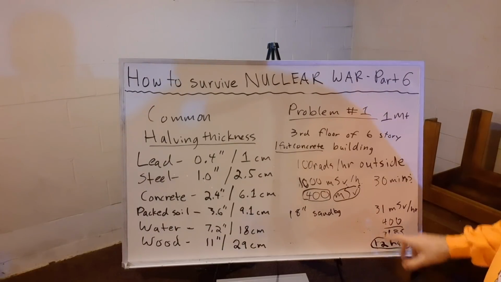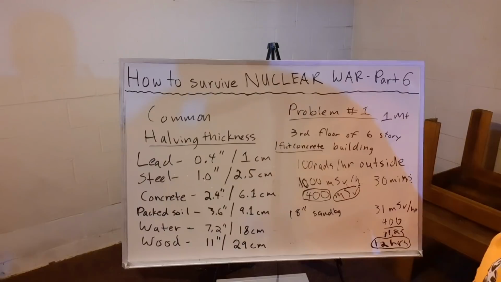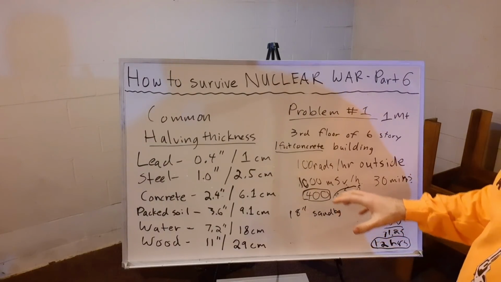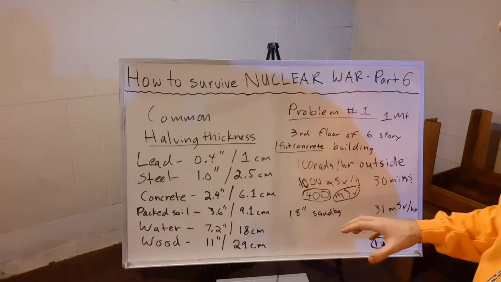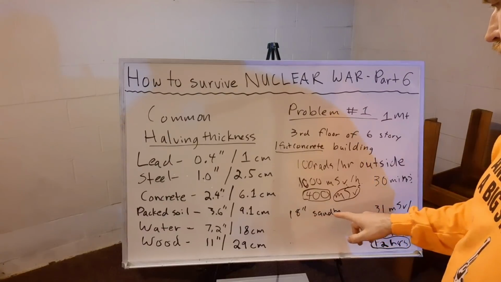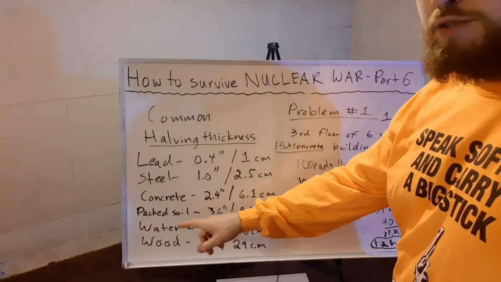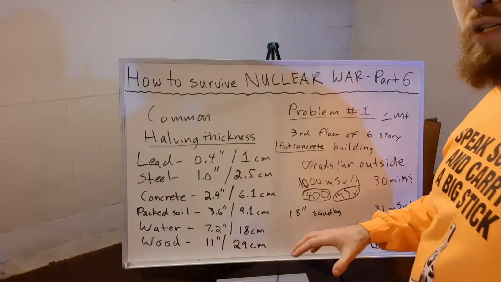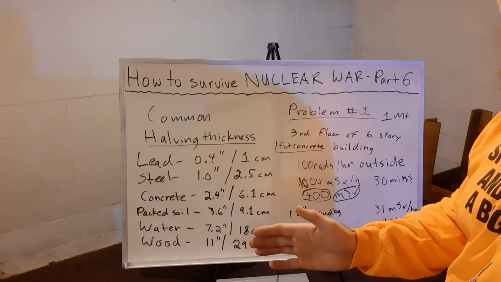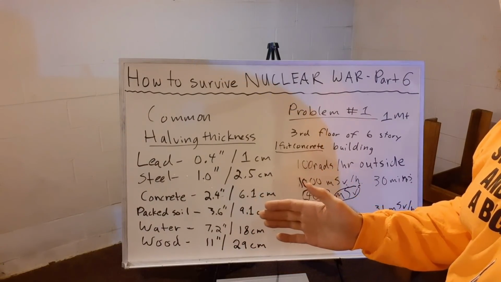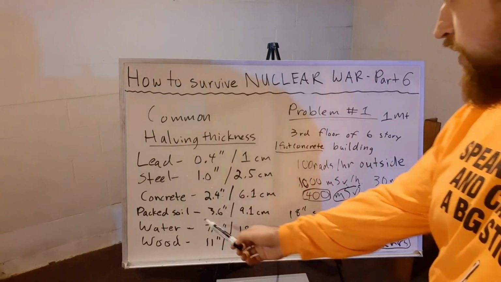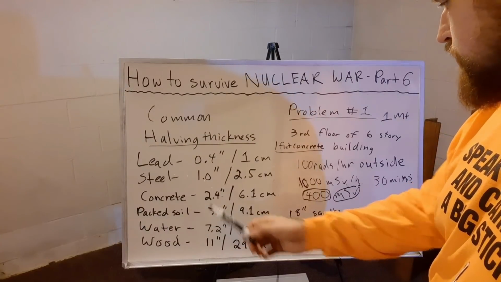So the radiation is still fairly high inside of that reinforced concrete building. So what we have to do is add some extra shielding. Okay, let's say, for instance, we have access to sandbags, and we have 18-inch sandbags laying around, and we fill the sandbags with soil and make ourselves a little igloo out of those 18-inch sandbags. So the walls of the igloo are 18 inches wide, the widest part of the sandbag. Okay, remember, packed soil, 3.6 inches per halving thickness.